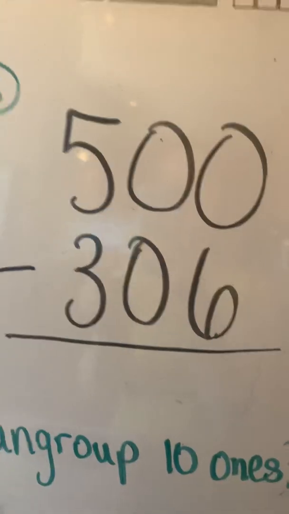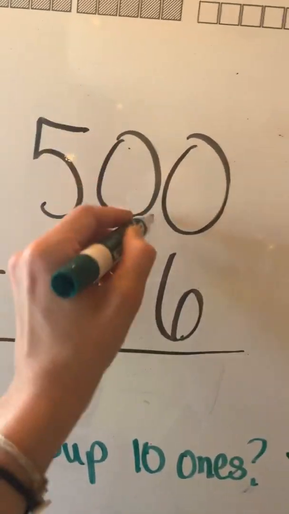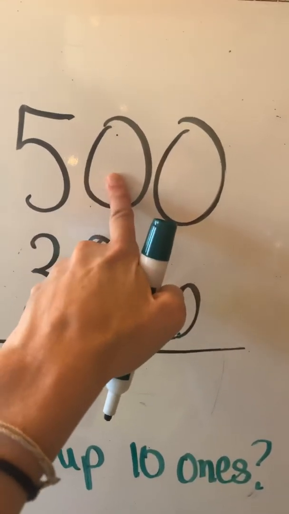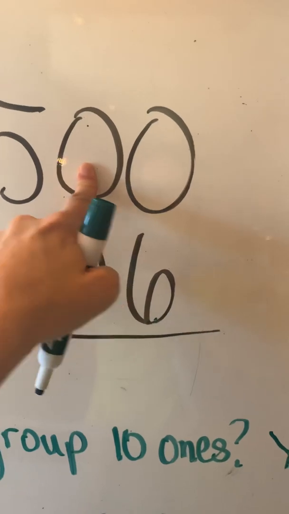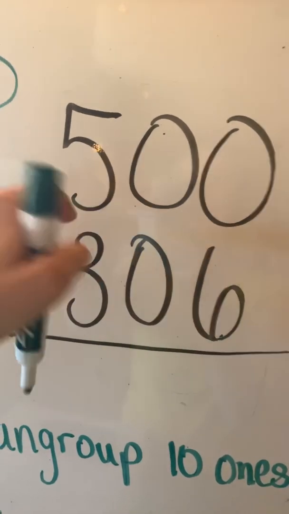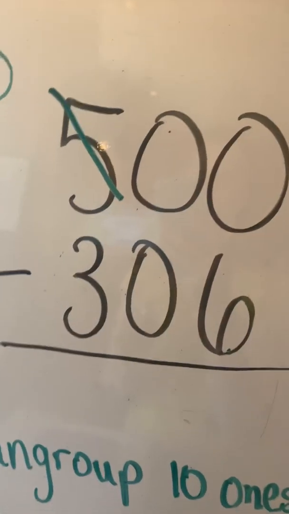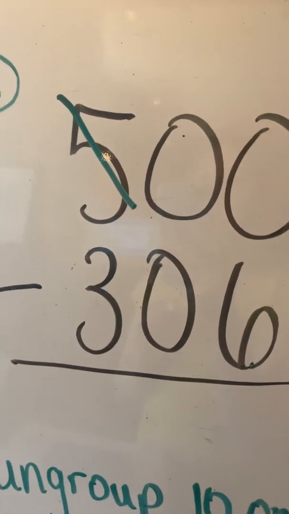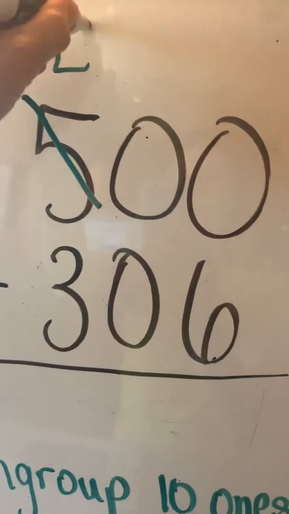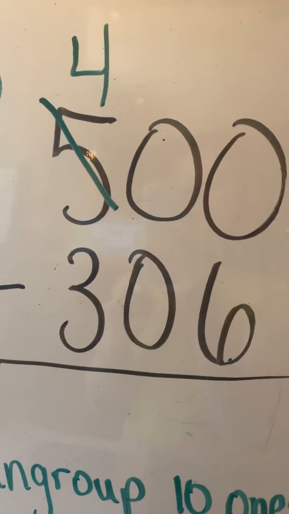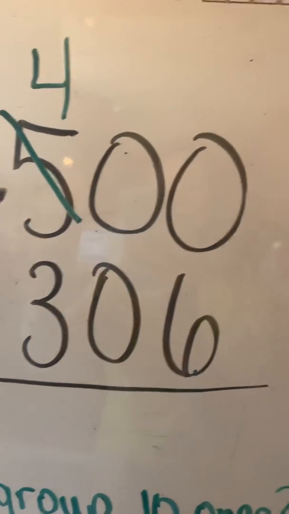So, like I said, we can't knock next door and take away anything from here. There's nothing there. It's 0. So we have to go all the way to the hundreds. First step, take 100 away. Now we're left with 4 because we take 1 away and we add 10.